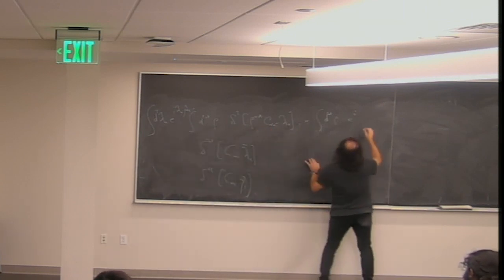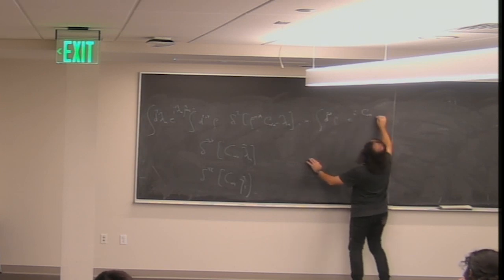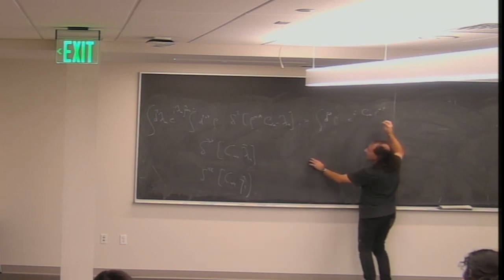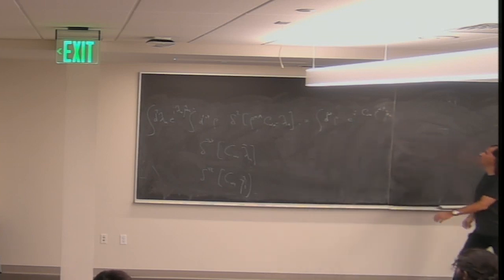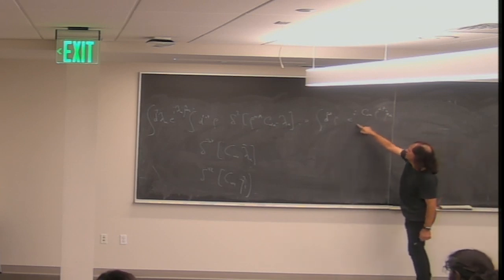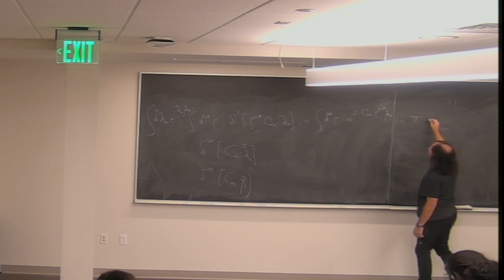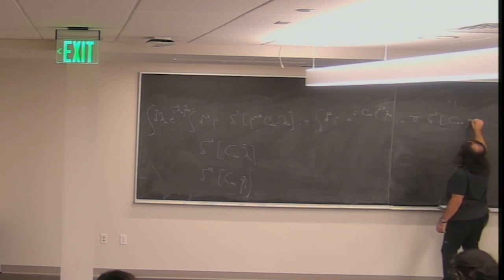So I get e^{i c_α^a ρ_α^a ũ^a}. And now I do the integral over ρ, and that's just giving me a bunch of delta functions. So this is just the product of δ²(c_α^a ũ^a).